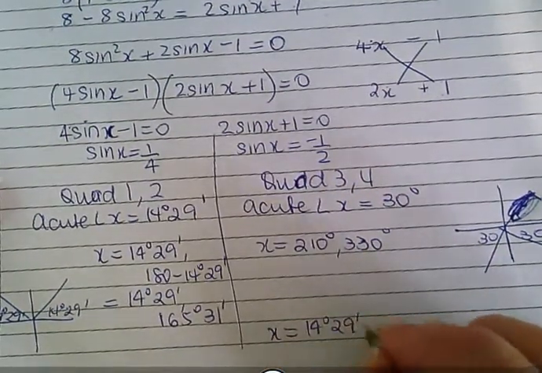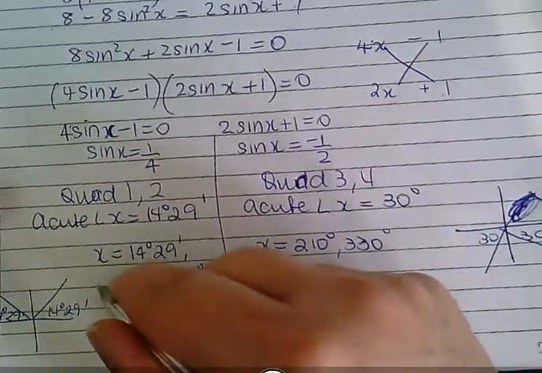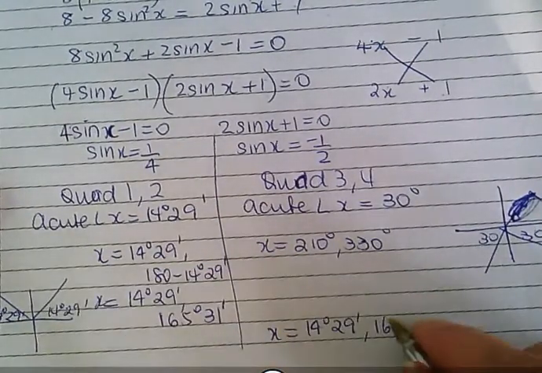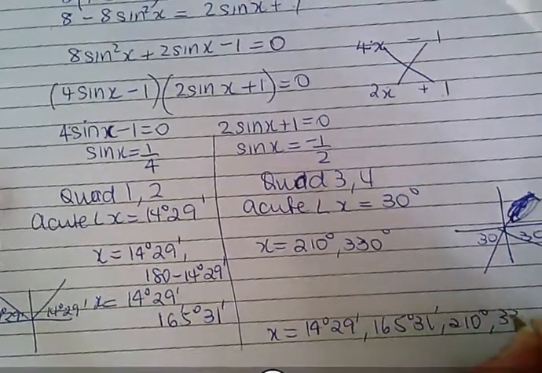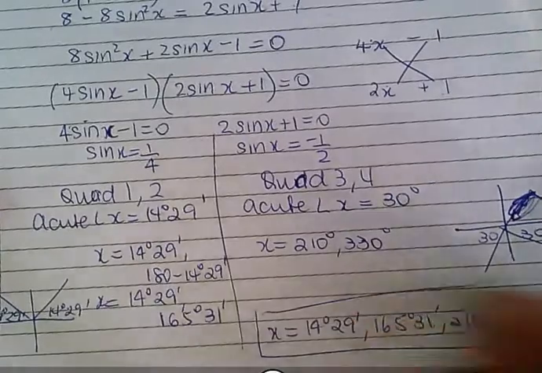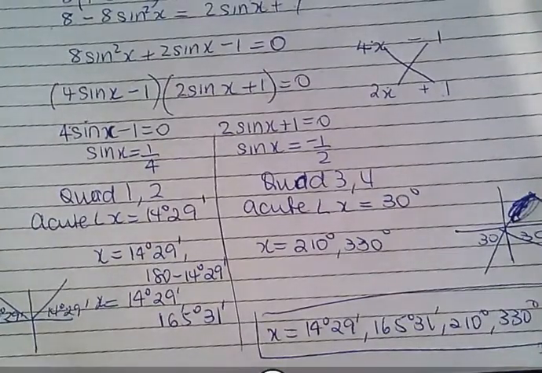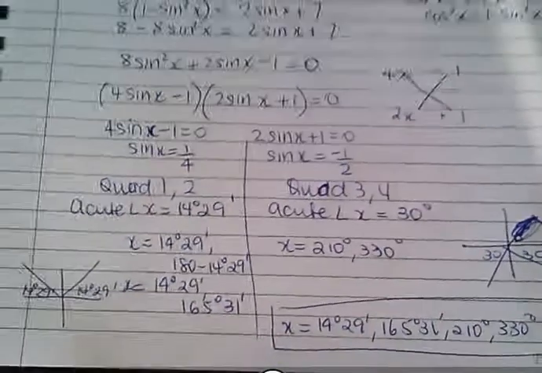So you've got 4 answers. 14 degrees, 29 minutes, 165 degrees, 31 minutes, 210, and 330. Just box them up. 4 answers. How are we going, all right?